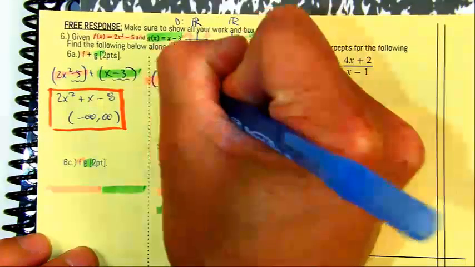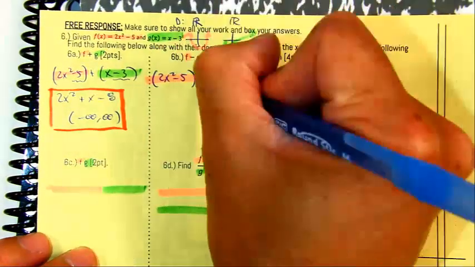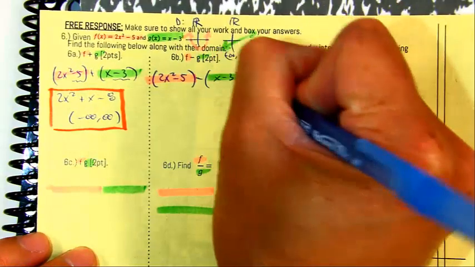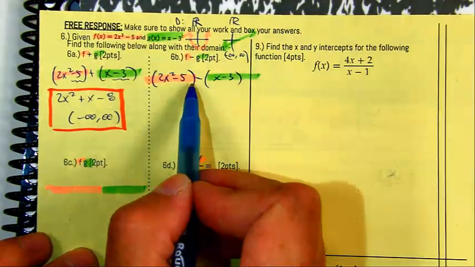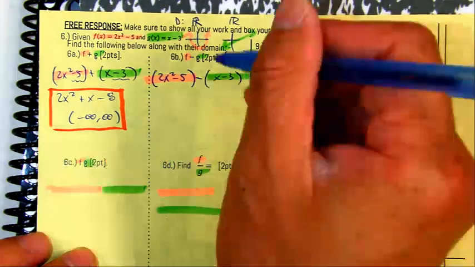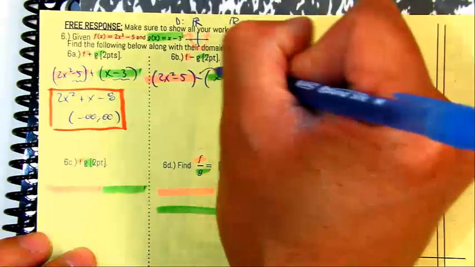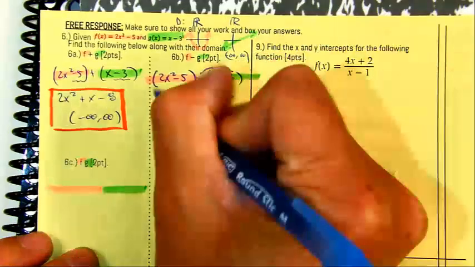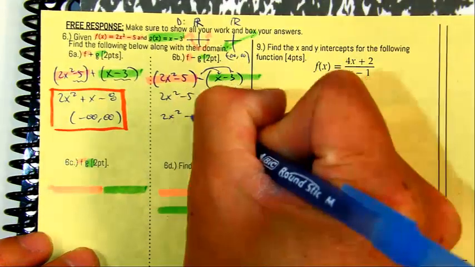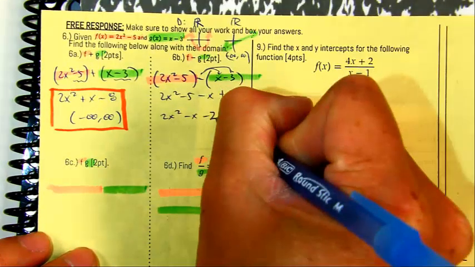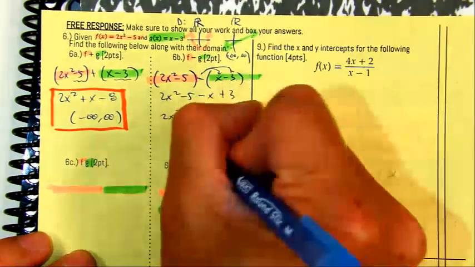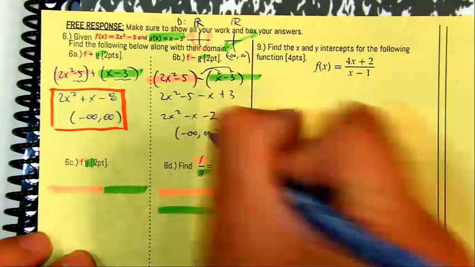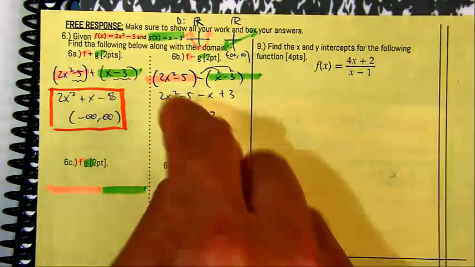Question 6b. 2x squared minus 5, my substitution, and then minus x minus 3. Now, the parentheses are needed because you're going to have to change the operations there. 2x squared minus 5, negative x plus 3. And then just combine like terms: 2x squared minus x minus 2. And then your domain will be negative infinity to positive infinity. It says you can pick all the values of x in the f function, the g function, and when you put them together, you can still pick that.